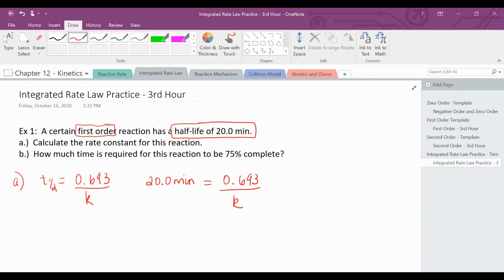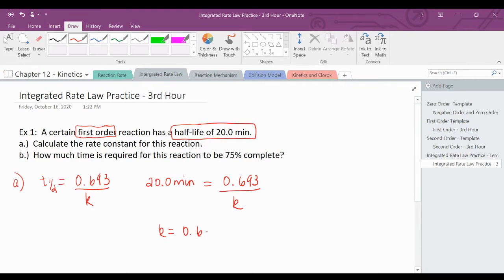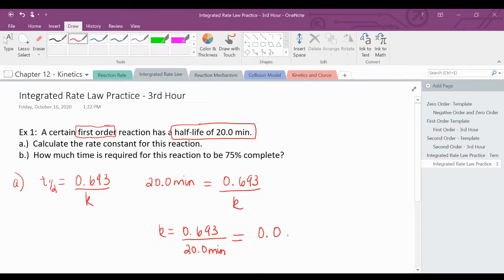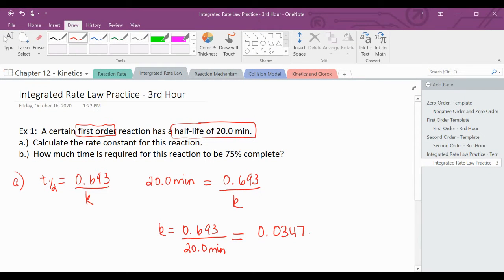So when I rearrange this, we would take 0.693 and divide it by 20 minutes. And notice that our time is 20.0, so that means that it's not just a counting number, that they've taken some measurement to get that accurate. So both of the values here have 3 sig figs, so my answer is going to have 3. And this is going to be minutes raised to the negative first power. So there's my answer to A.